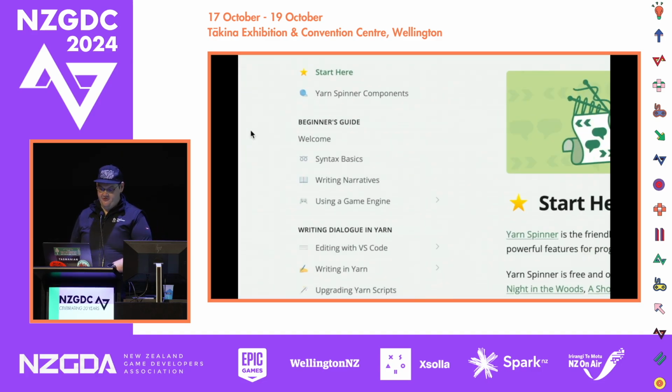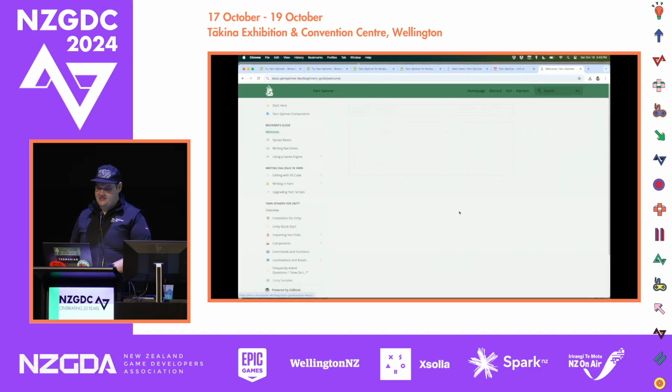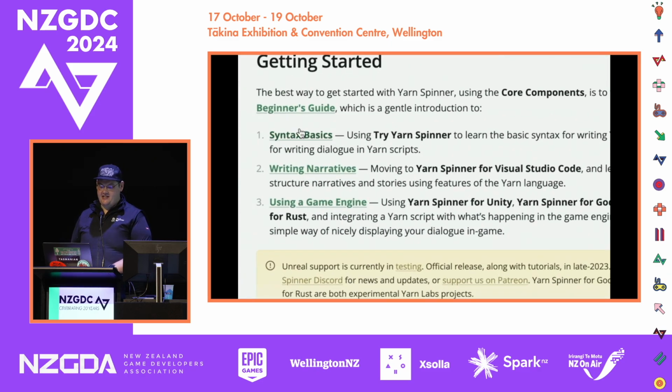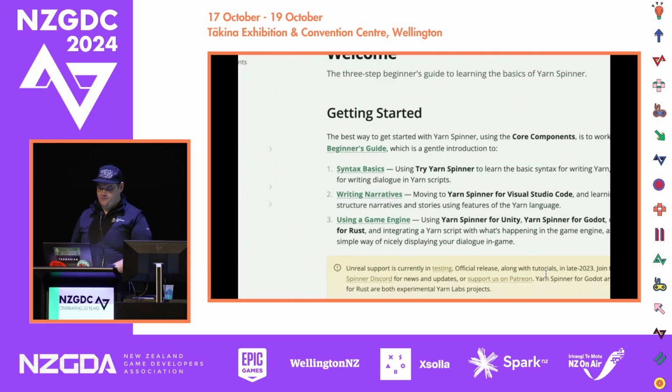We recommend you go through the thing we call the beginner's guide, which basically has the same structure that I took in the talk: learn the syntax using Try, then move into writing the syntax with Visual Studio Code, and then play with the game engine. A lot of people get very excited to make, you know, Skyrim, but it's an MMO, but it's also got a narrative thing, and try to start at the third step.